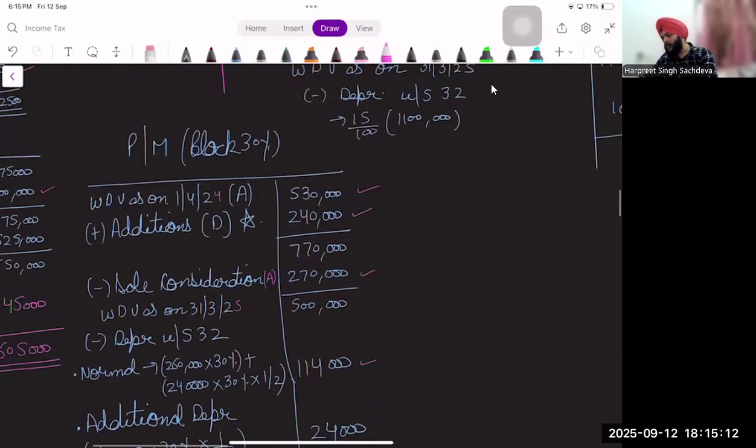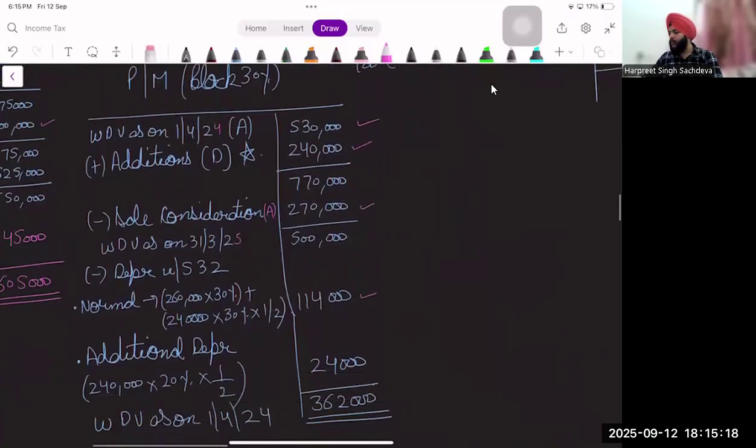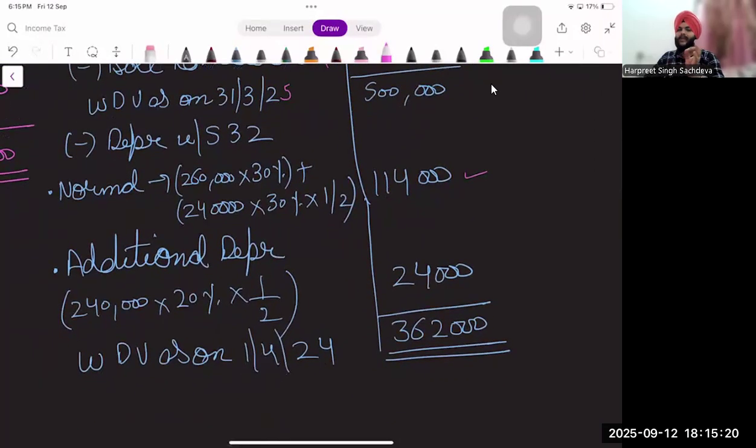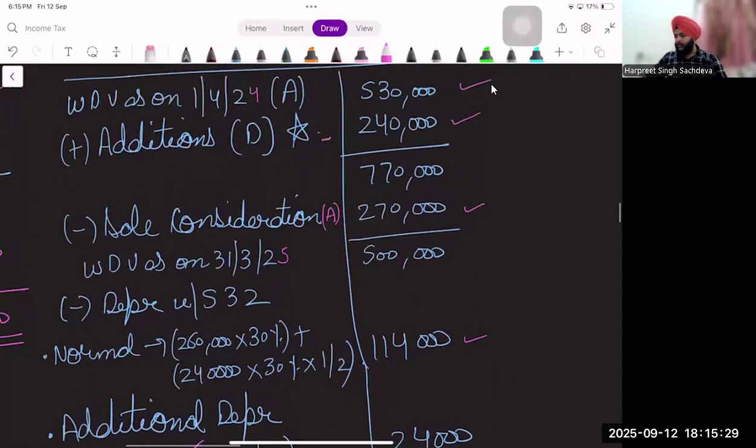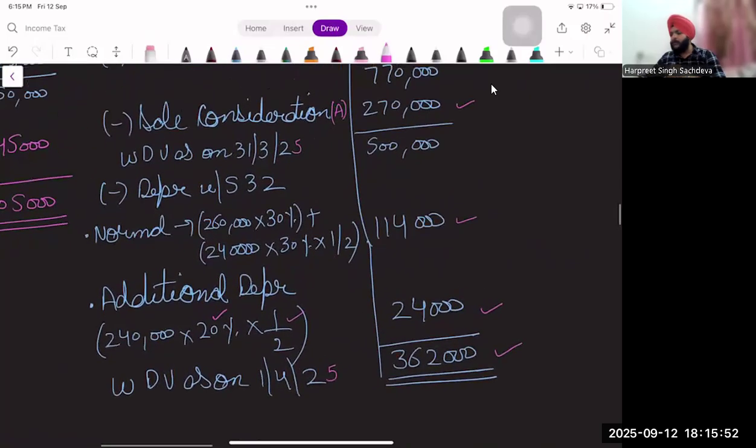But this is a plant and machinery. This will be used for production purpose. This is a new plant and machinery. So we will also calculate additional depreciation in the old tax regime. Additional depreciation is 20%, but again the asset is with a star, so the additional depreciation will also be with 1 by 2. So balance remains as on 1st April 25, that is 3,62,000.